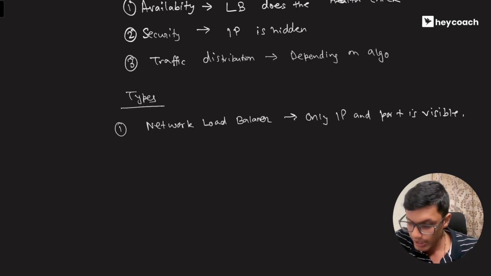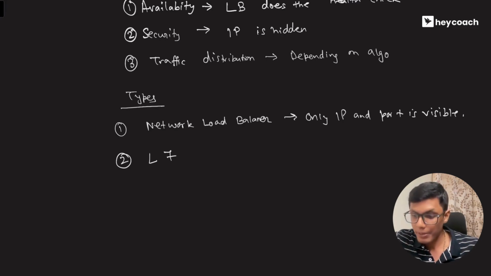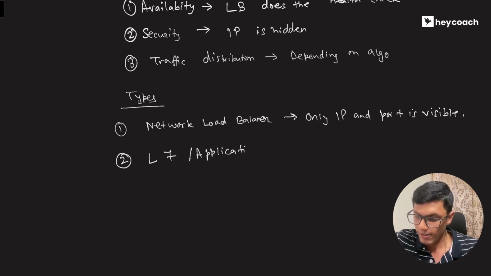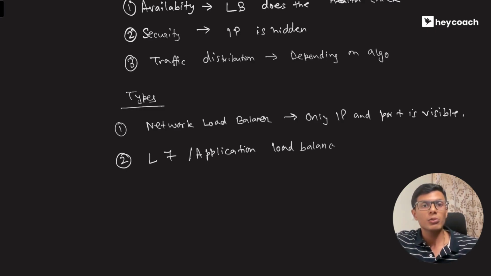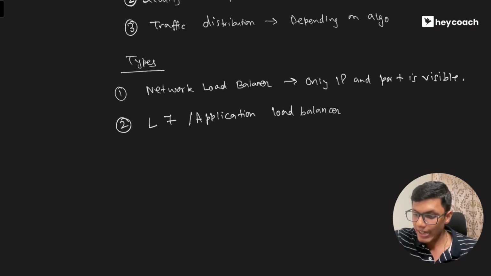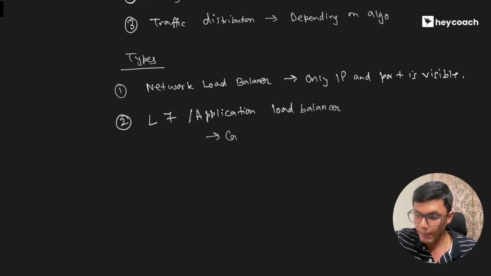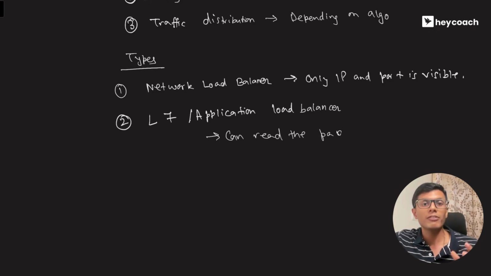Now the second type of load balancer is the L7 load balancer, or the application load balancer. So what the application load balancer does is, it can read the packet or the payload. Whatever request you send, it can read that. It can read the URLs. It can read a lot of things, right?